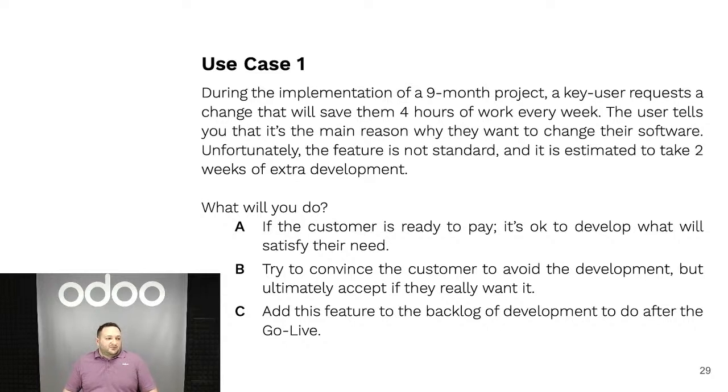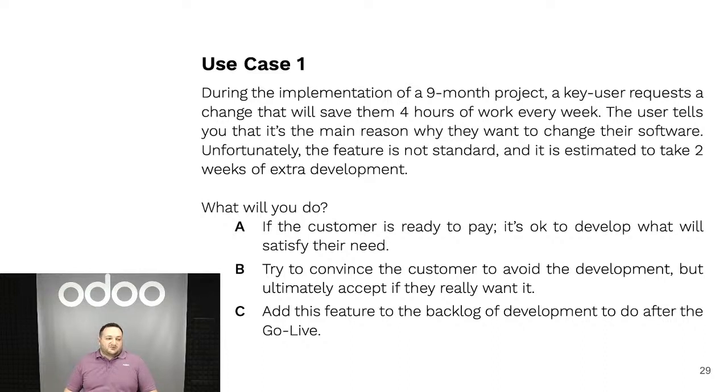So use case 1. During the implementation of a 9-month project, a key user requests a change that will save them 4 hours of work every week. The user tells you that it's the main reason why they want to change their software. Unfortunately, the feature is not standard and it's estimated to take 2 weeks of extra development. So what do you think you will do?